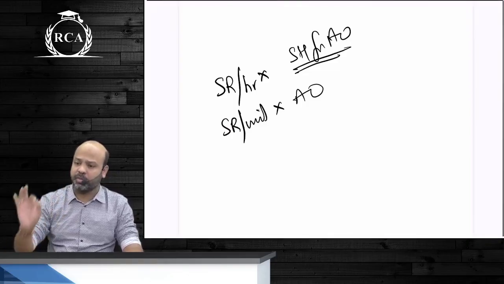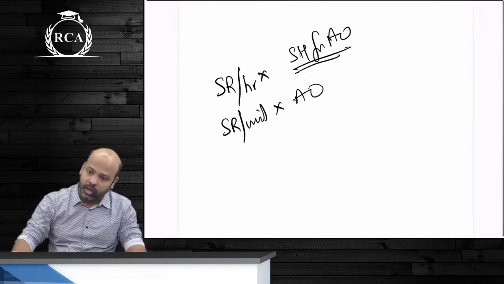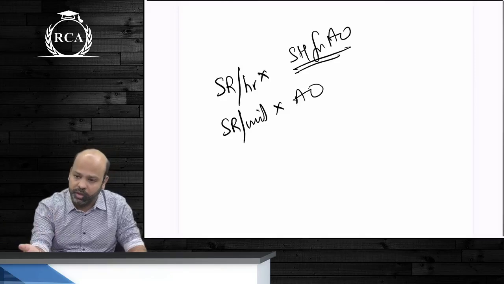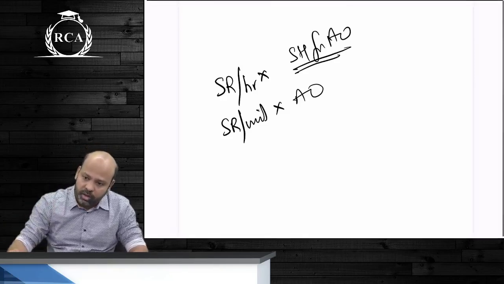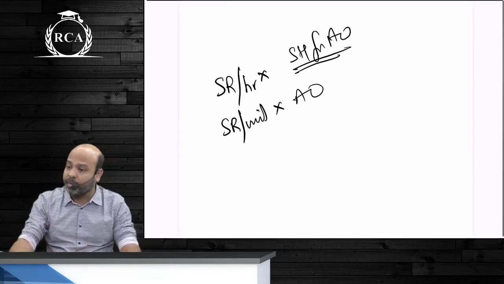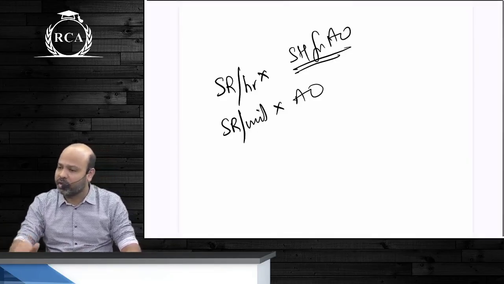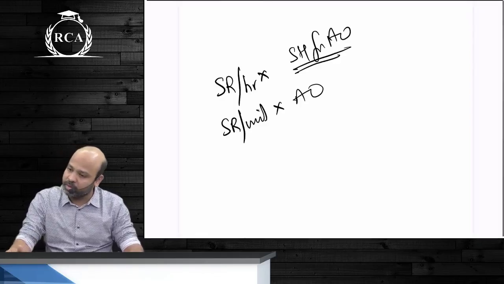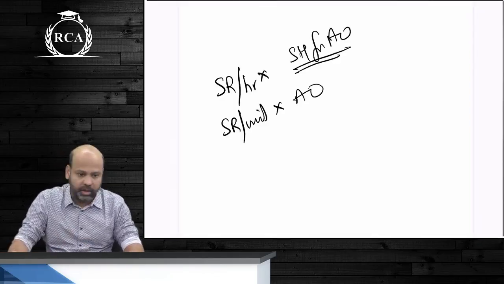Standard labor cost per unit of output is how much? 100 rupees. You manufactured 1000 units. What should be your total standard cost? 1000 units multiplied by 100 rupees. You should not be bothered about what is your standard rate per hour or what is your standard hours for actual output. Irrelevant. Are we clear about this?